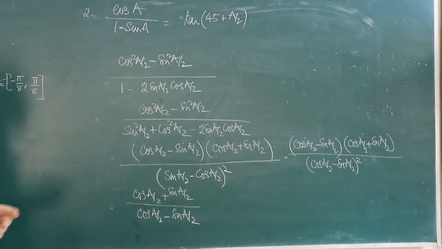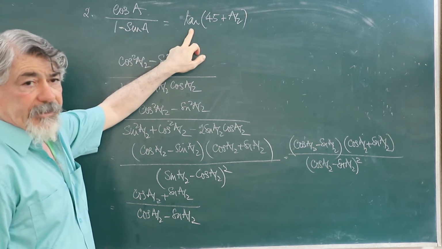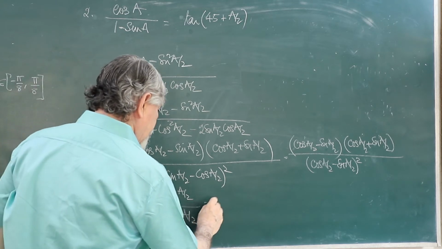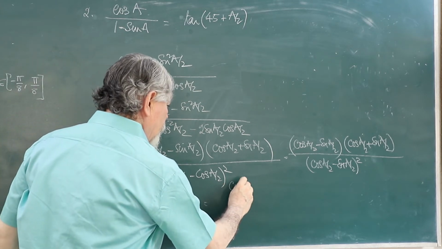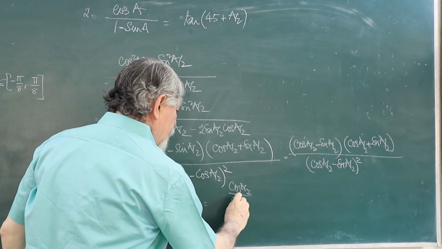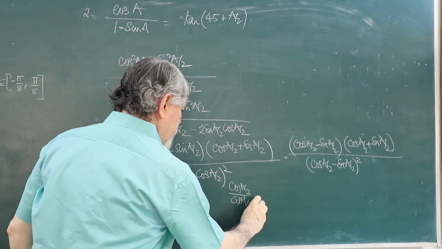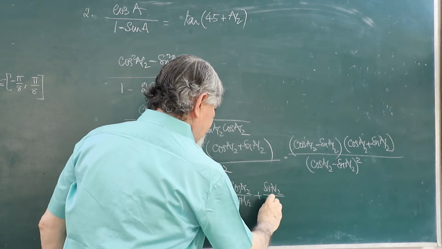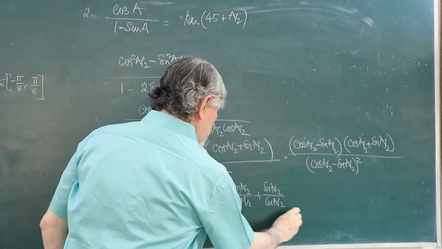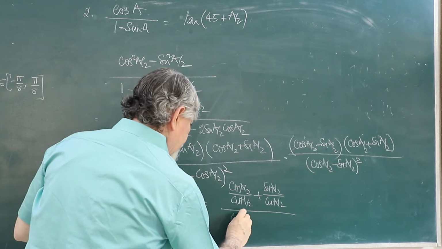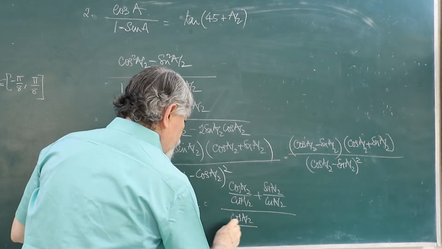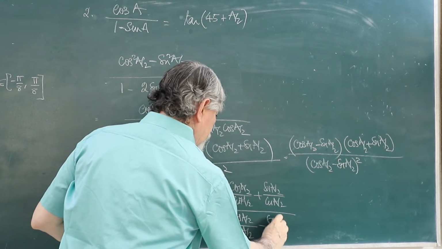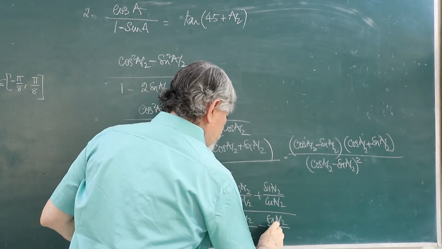Why am I going to do that? I want the answer in the form of tan. So let us divide it by cos a/2. So cos a/2 by cos a/2, plus sin a/2 upon cos a/2, upon cos a/2 upon cos a/2, minus sin a/2 upon cos a/2.